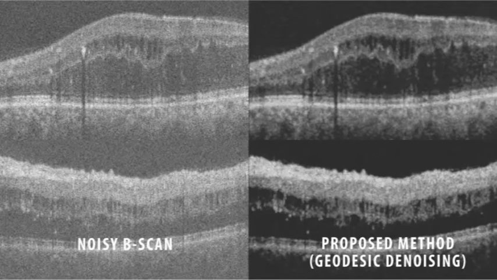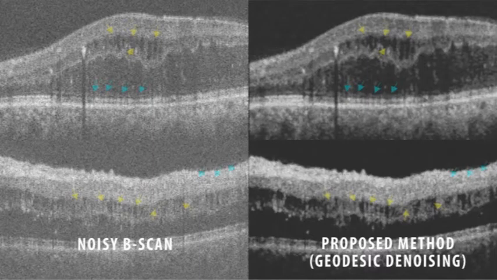For further qualitative evaluation, the proposed method is compared with other 2D denoising methods. The noisy and denoised B-scans are shown here. Boundary structures of a small cyst with low contrast and high noise are retained in geodesic denoising, as highlighted with yellow arrows. The low contrast layers pointed out by blue arrows are also retained.